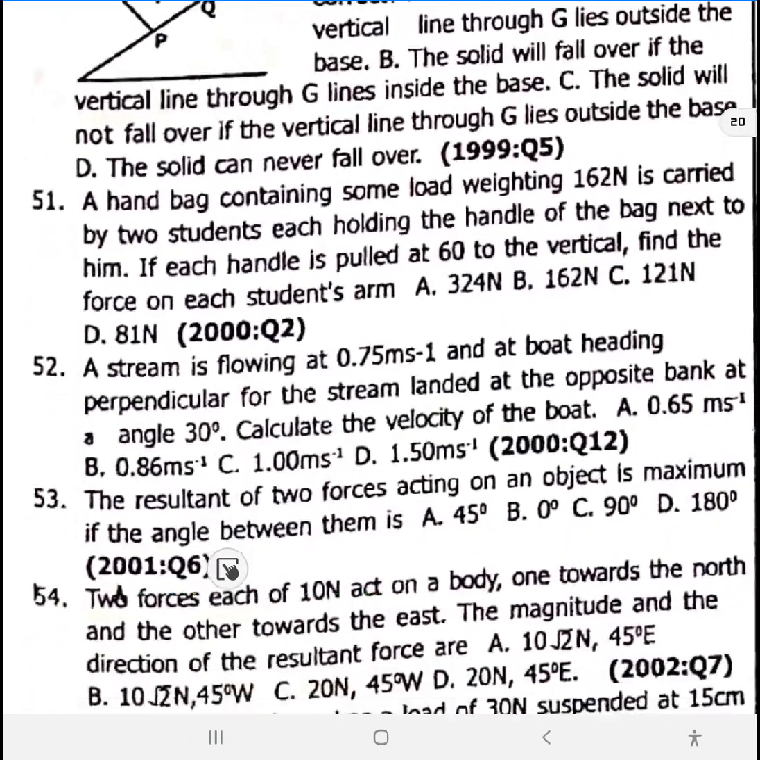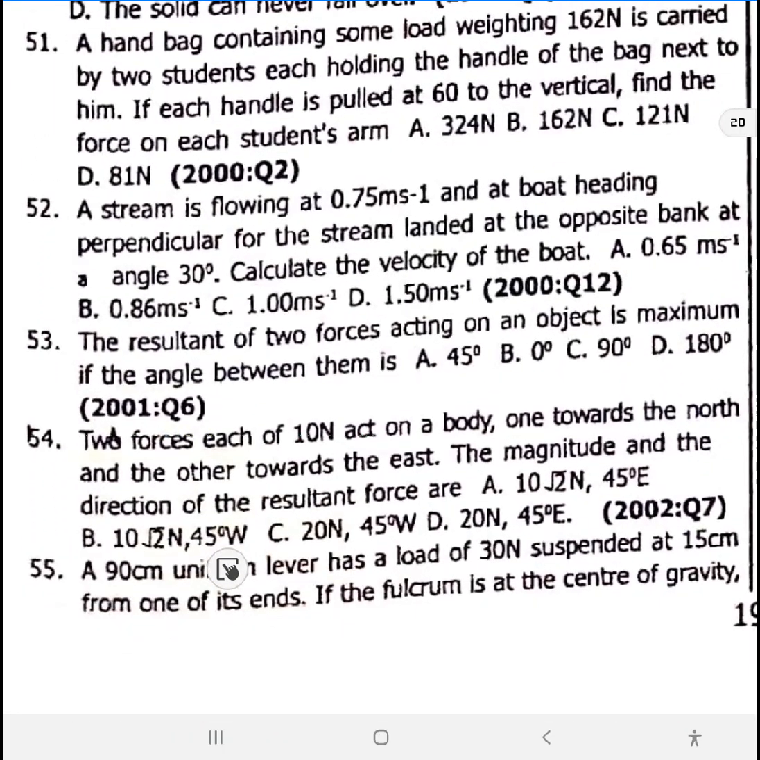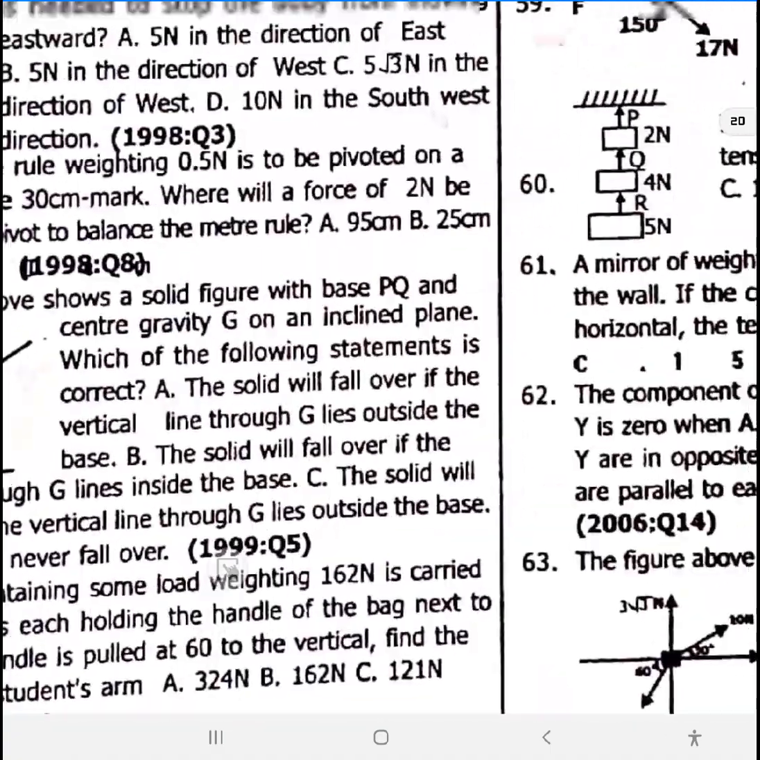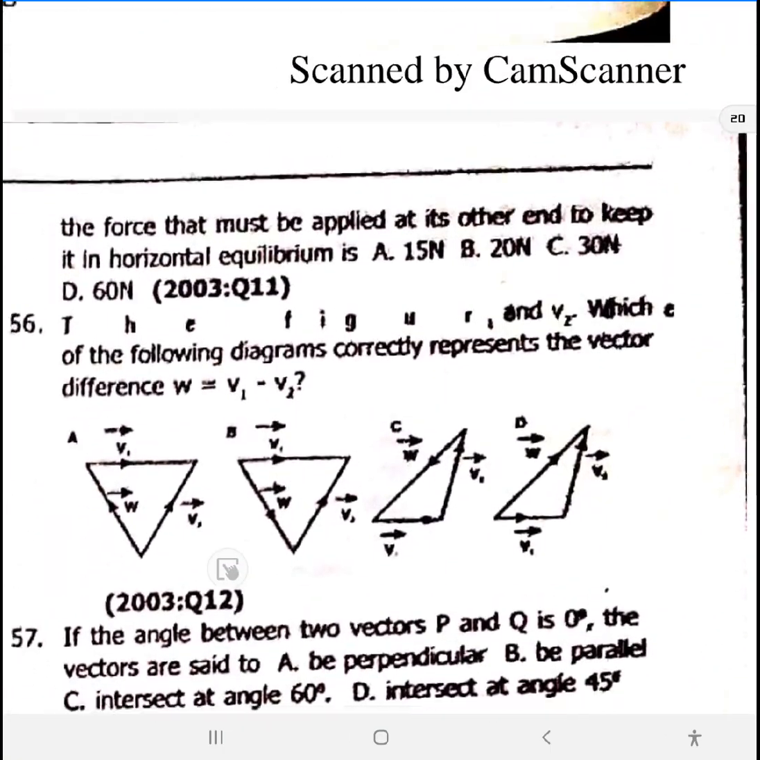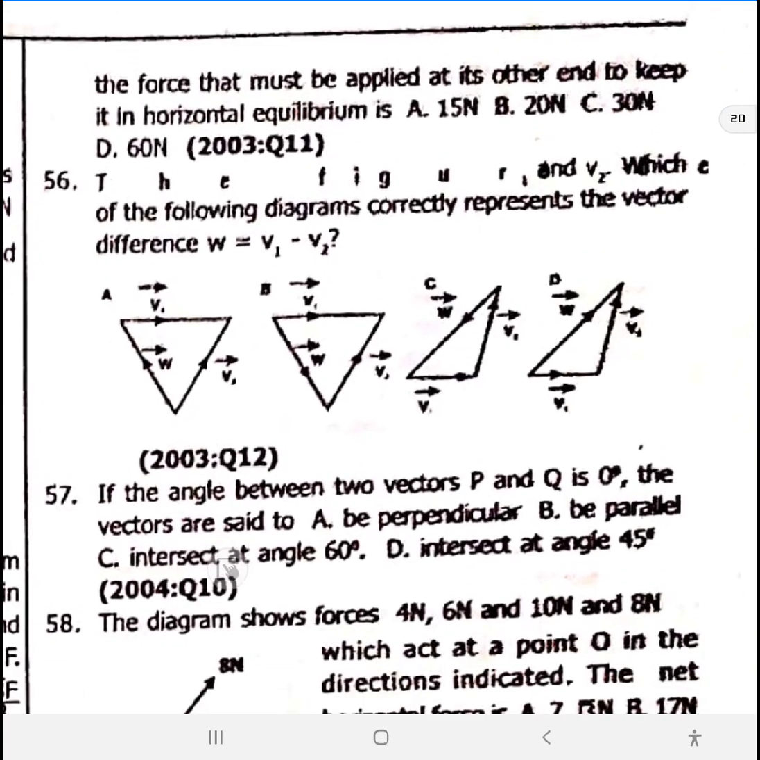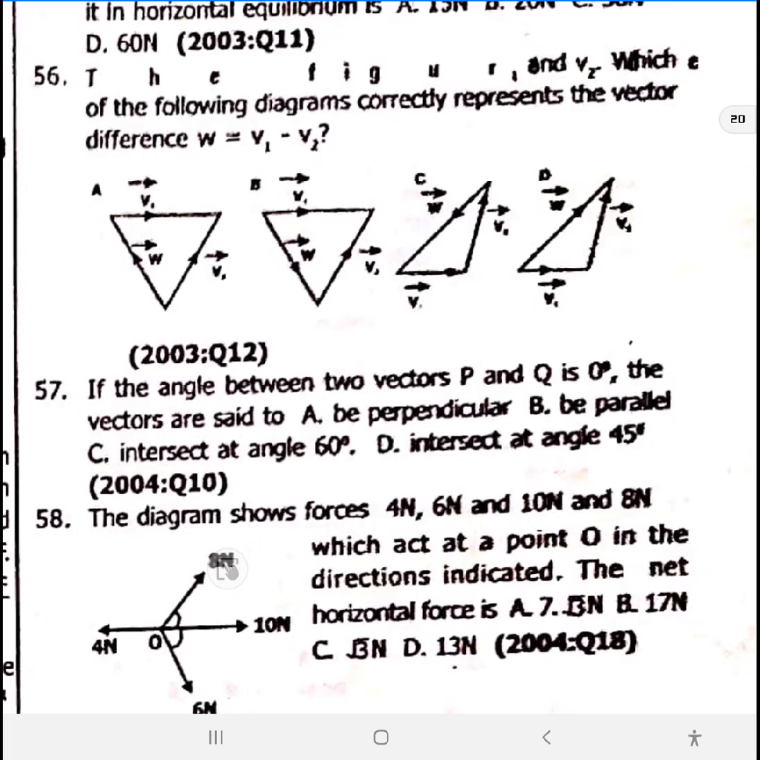51, a handbag contains some load. Calculation. Skip. There are about 80 plus questions here, and literally 90% of them are all based on calculations. Skip.